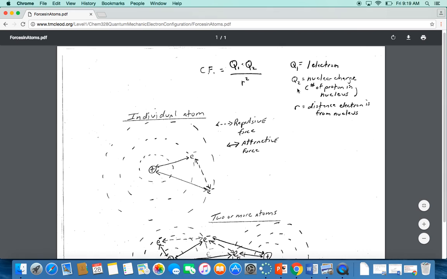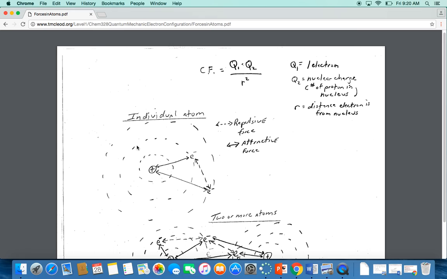The other thing is a repulsive force, which is between electrons and electrons, too. And they exist. What's this R? R is the distance from the nucleus to where the electron is located. That makes a difference because R is on the bottom: if the electron is closer to the nucleus, your Coulombic force is greater. If it's farther away, it's less.